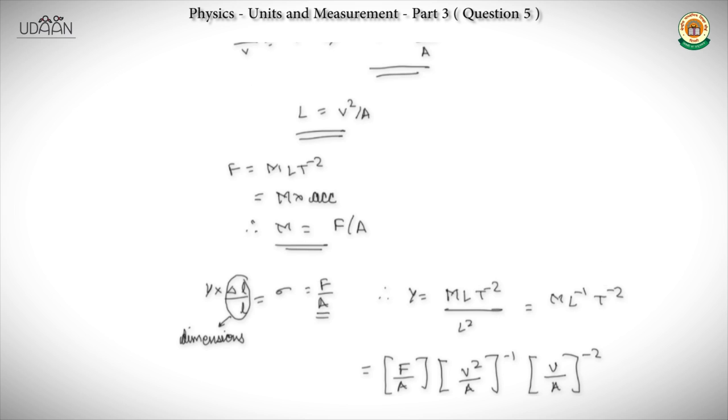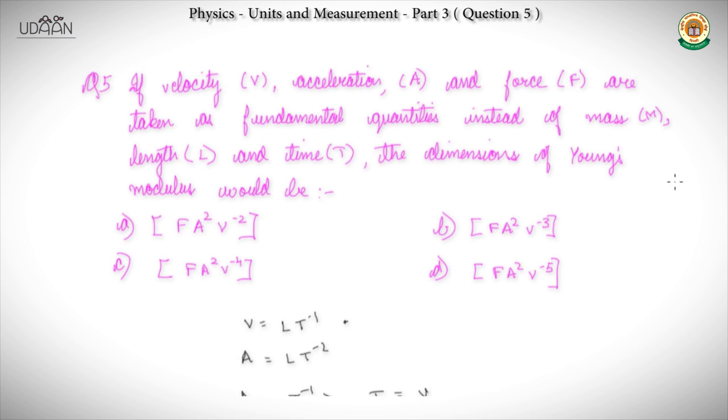Right. Exactly. So here the question was the dimensions of Young's modulus in the new dimension set would be option C. Am I right? Yeah, awesome. Right. Correct. So this is question number 5.